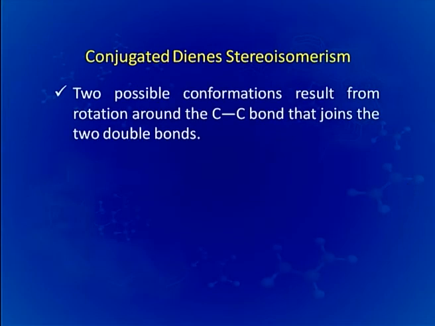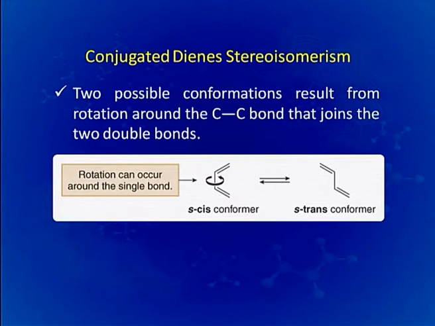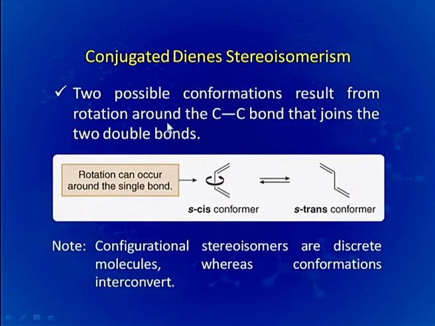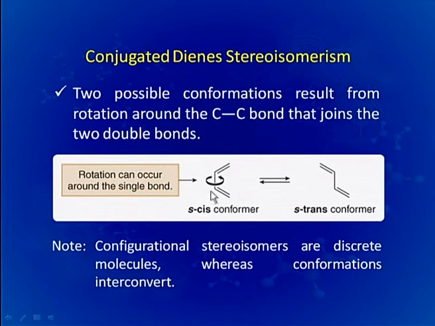Two possible conformations result from rotation around the carbon-carbon single bond that joins the two double bonds. Here we can see this carbon-carbon single bond can freely rotate to give another isomer. This form is called the S-cis conformer and this is called the S-trans conformer. We know from our knowledge of stereochemistry that conformational isomerism is the isomerism shown due to free rotation around the carbon-carbon single bond. But conformers are not separate identities, they are interconvertible.